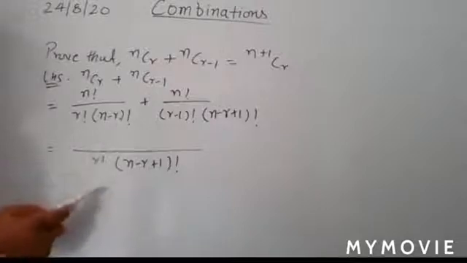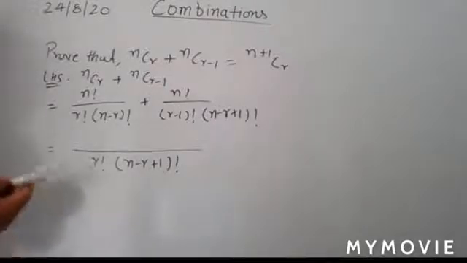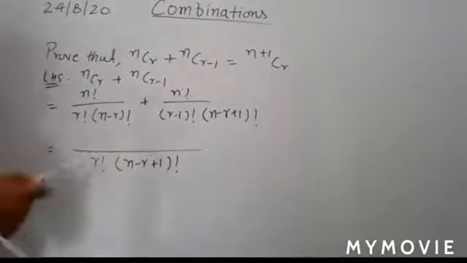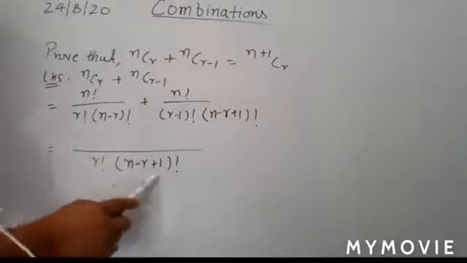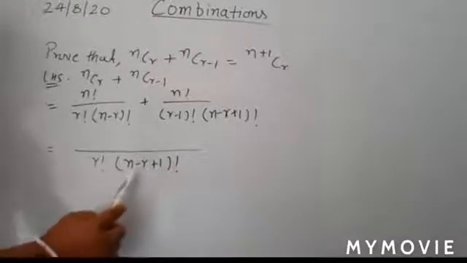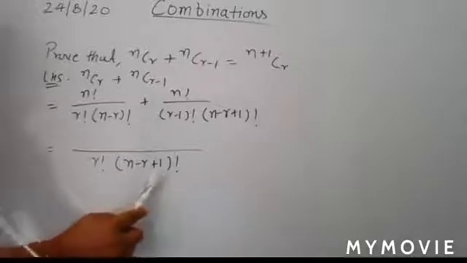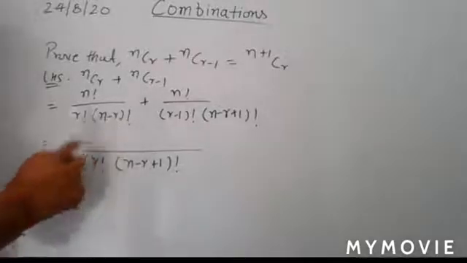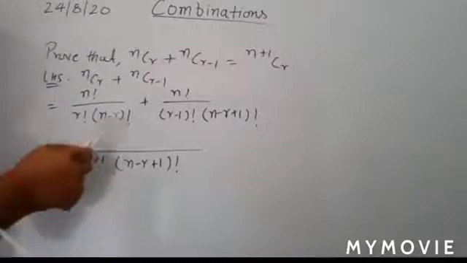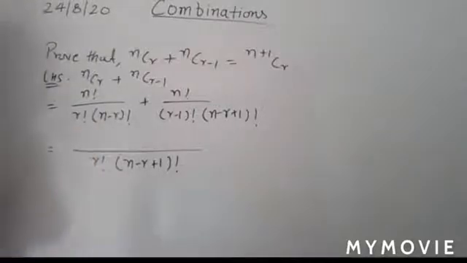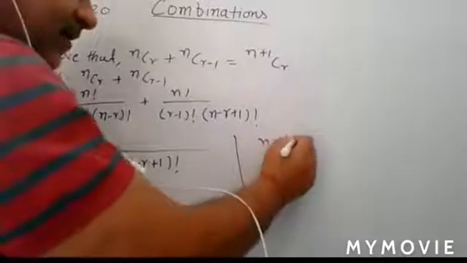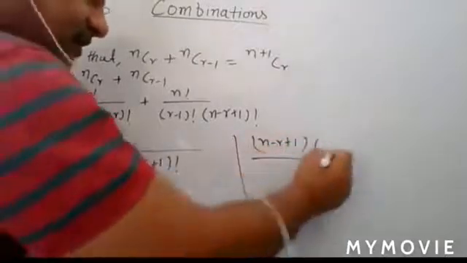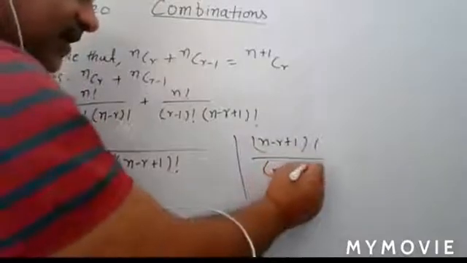You divide, and the quotient which is obtained is multiplied with the numerator. And this is the rule. So just see, if you divide here, r factorial cancels out, and here you have this complete factorial, (n minus r plus 1) factorial divided by (n minus r) factorial. So what is your result? Just check it.